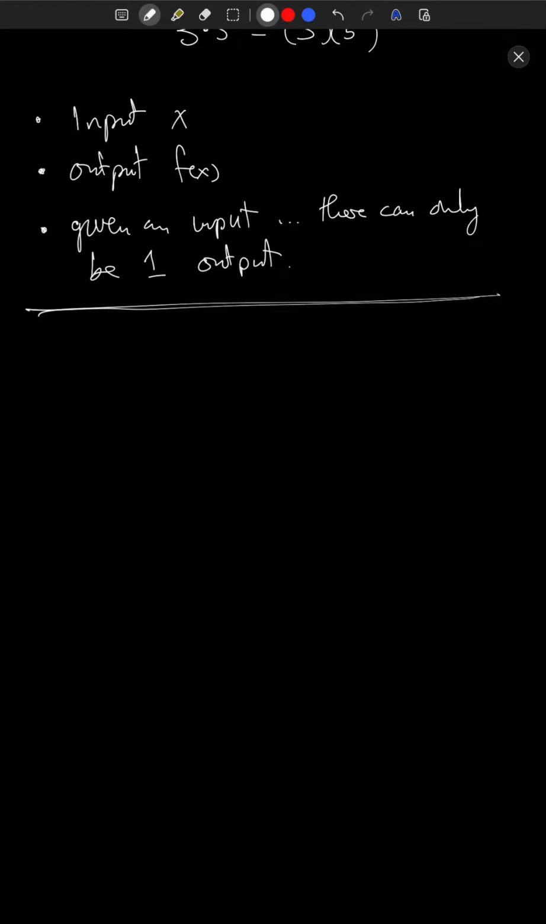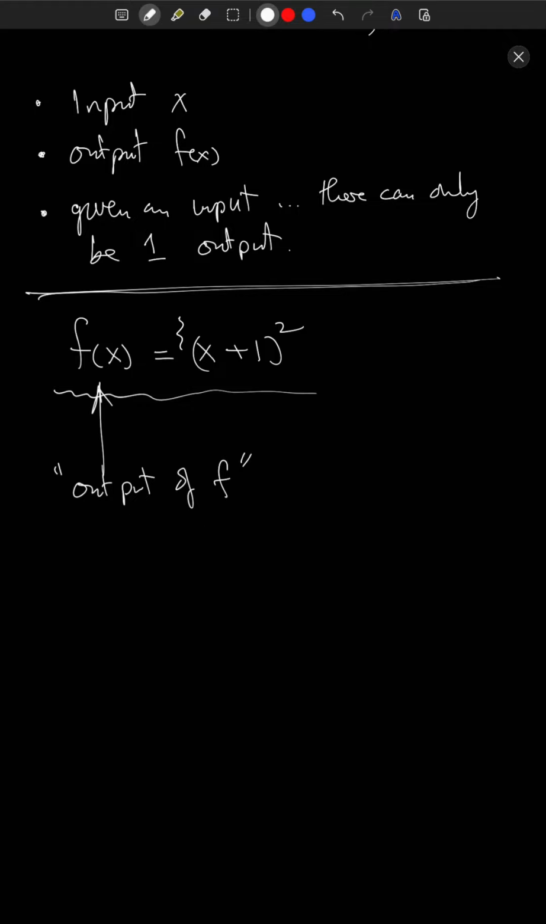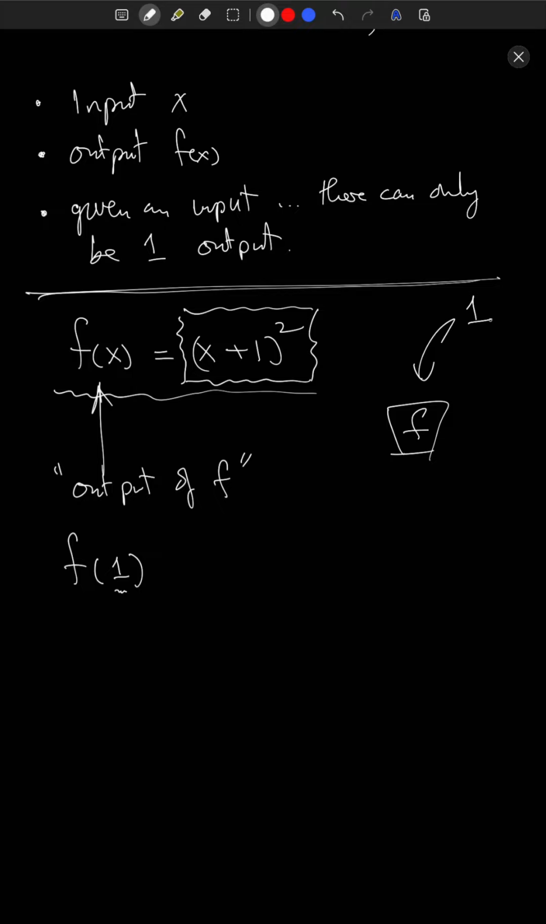Okay? So a very simple example, f of x equals (x plus 1) squared. When we write this, this is instructions for the function. This left-hand side is the output of the machine f. And the instructions on the right-hand side are how to get that output. So for example, if I write f of 1, that would mean the output that I get when I put in the input 1. So I have my machine f, I'm putting in the input 1.